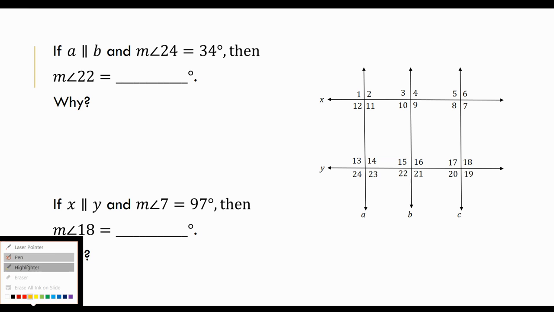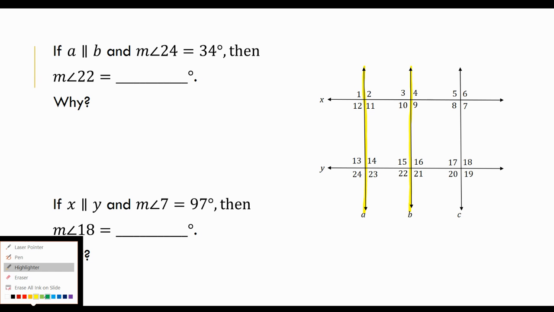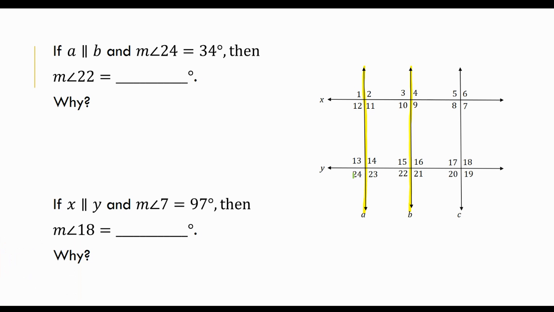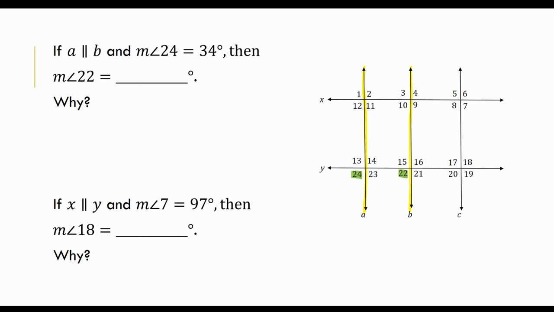So in this first problem, we are given that line A is parallel to line B. So if I highlight that, parallel once again means that those two lines will never intersect. We're talking about angle 24, which is right here. We're also talking about angle 22, which is right here. So hopefully we're okay with noticing that the transversal is going to be line Y. That's what's helping form angle 24 and 22.